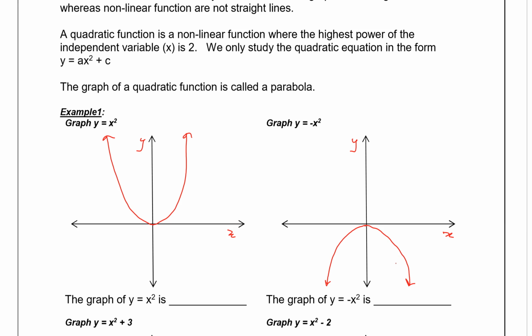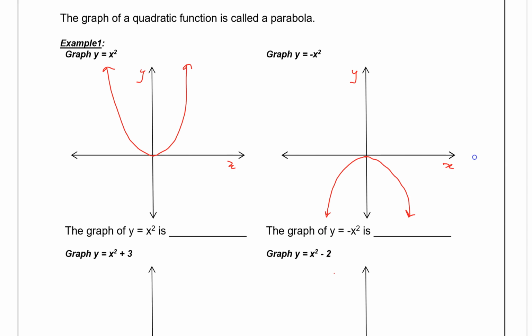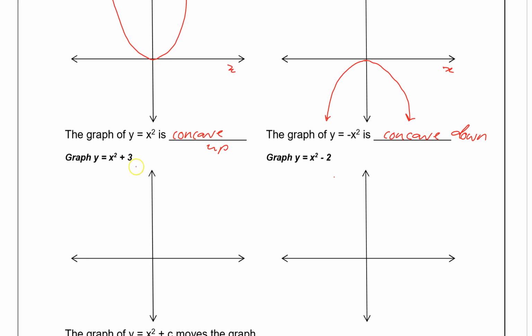Some people like to remember this positive and negative by putting little eyes on here. And that looks sort of positive, like a smiley face. That looks like a sad face. If that helps you to remember, that's wonderful. Positive and negative. Now I'm going to say this is concave up, and negative x squared is concave down.